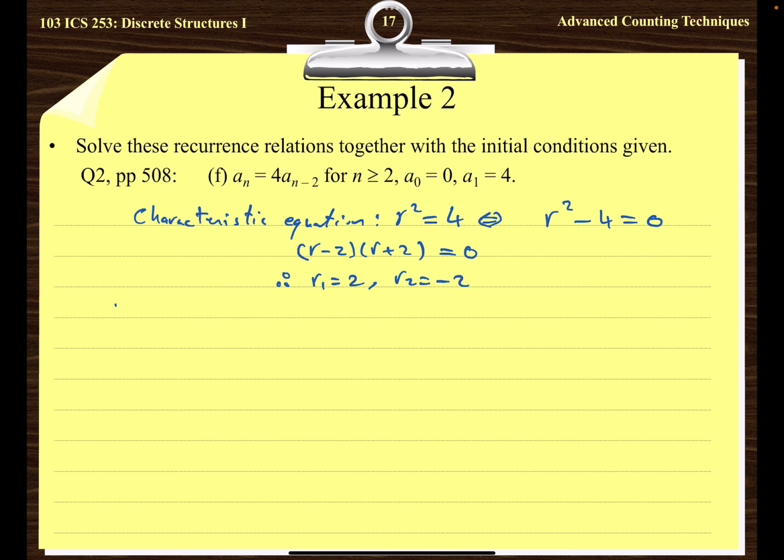So by theorem 1, the solution is a_n equals alpha 1 R1 to the power n plus alpha 2 R2 to the power n.